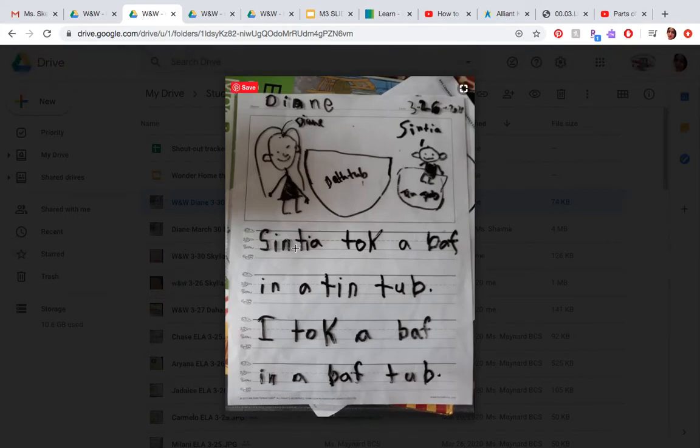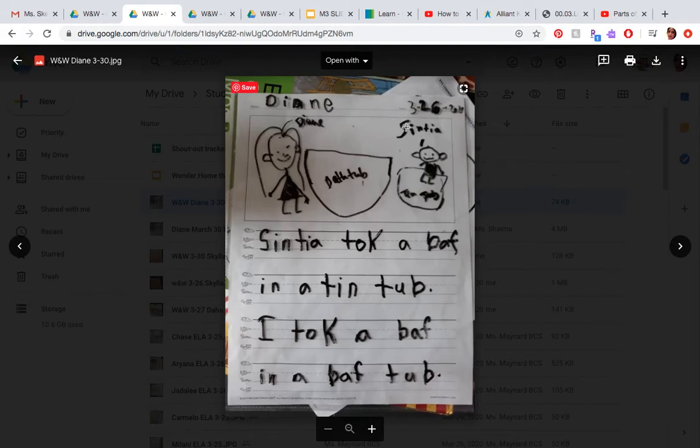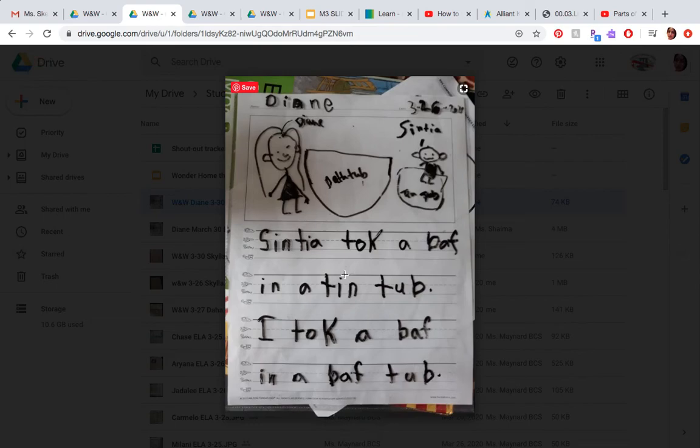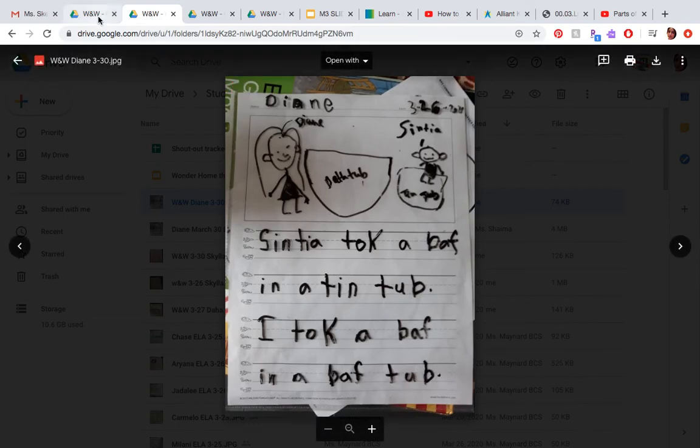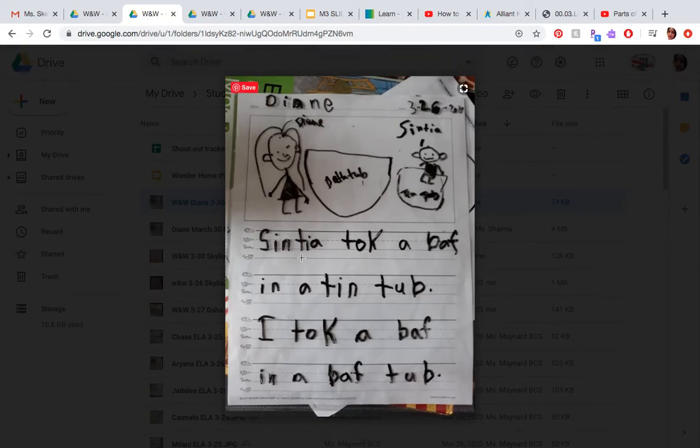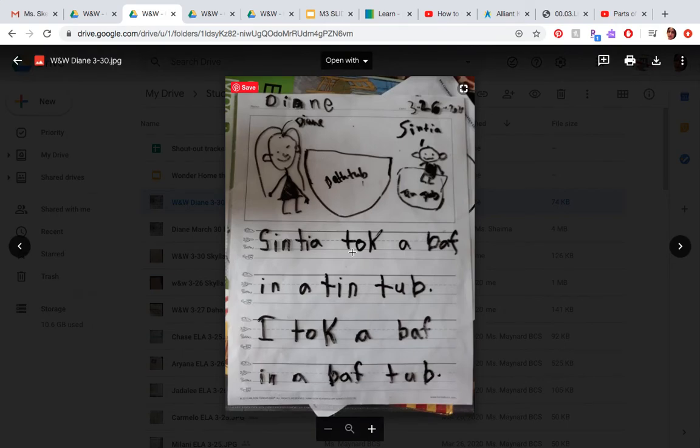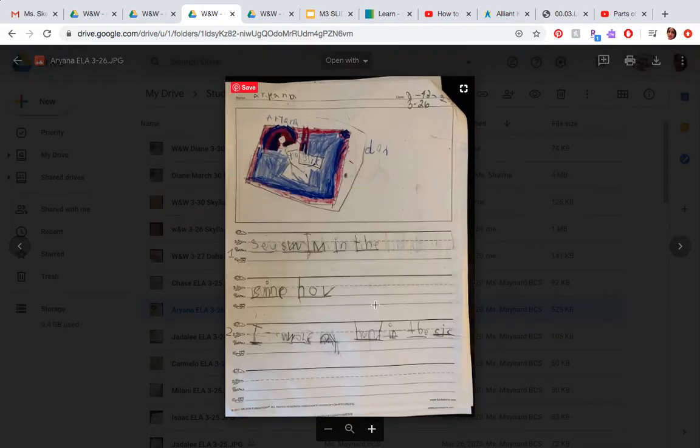Next up, we have Diane. Diane talked about Cynthia in a tin tub and now us taking a bath in a regular bathtub. And you can see Diane's is a little different. She used a marker to write hers, and that's okay. I like both versions, friends, because here I can see Diane did everything she needed to do. Maybe she did in color, and that's okay, but she did all the checks. All the checks. Coloring is optional, friends. If you want to color, great. If not, that's okay. But she drew and labeled and wrote her 2 sentences. Great job, Diane.